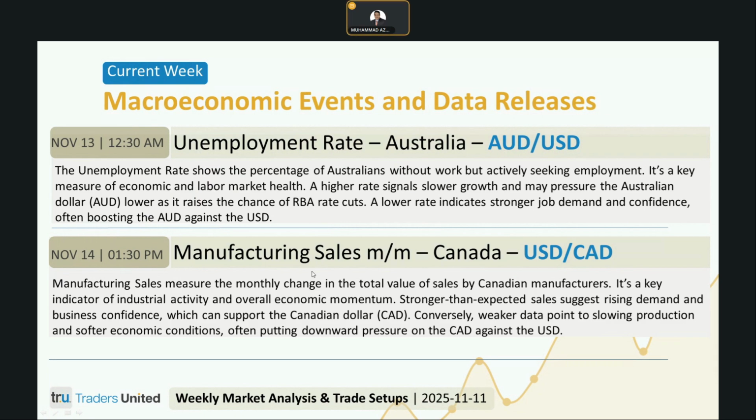The next one is the manufacturing sales. M over M means month over month, related to Canada, and we're going to discuss the US dollar versus Canadian dollar currency pair. Now, let's talk about it.